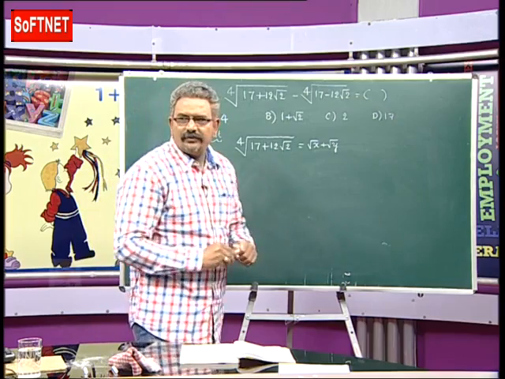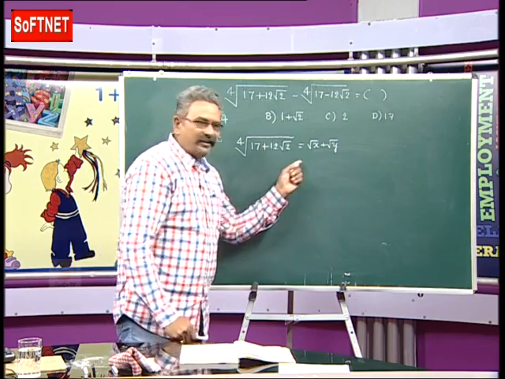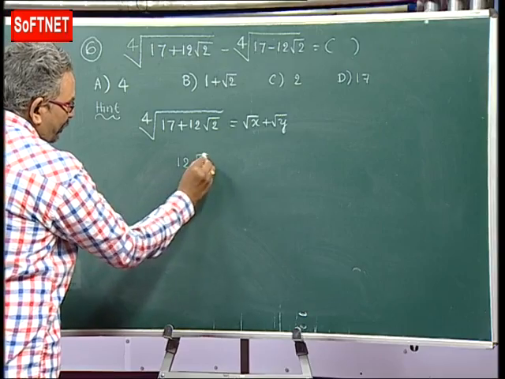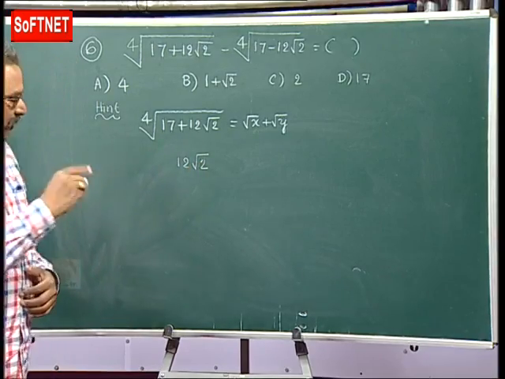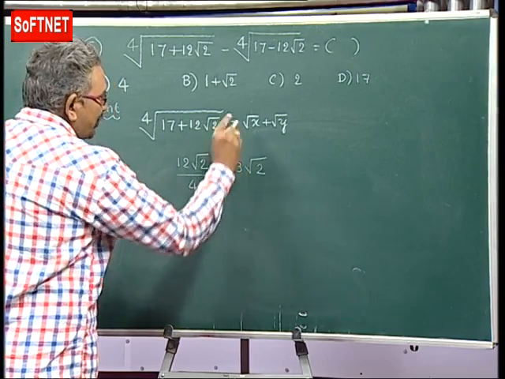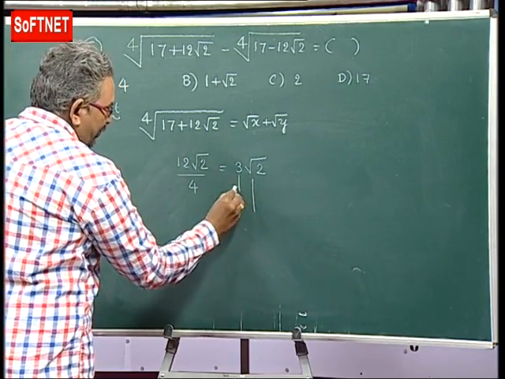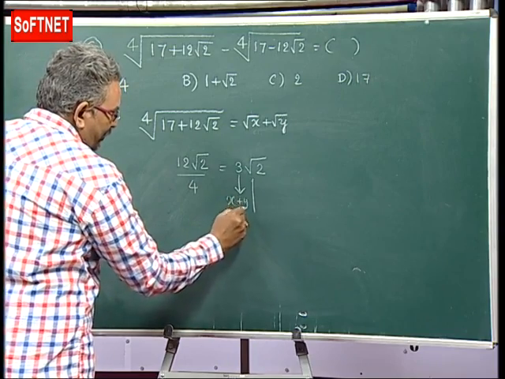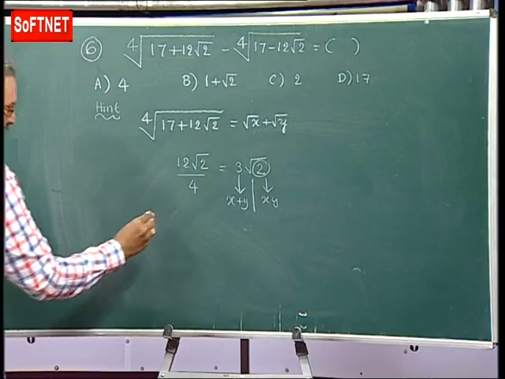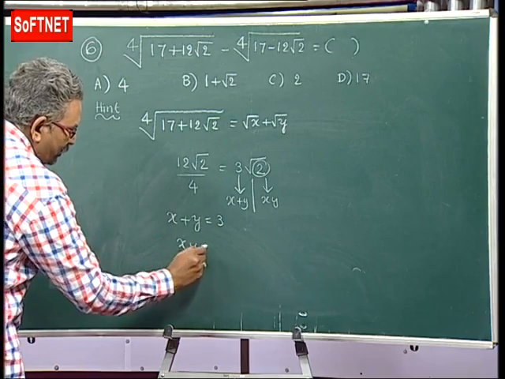I already told you, just look at the irrational part, that is 12 root 2. Then what we have to do? Divide by 4. How much do you get? 3 root 2. Now search for x and y. Here this will be the sum, this will be the product, that means 2 will be the product. So x plus y is equal to 3, xy is equal to 2.